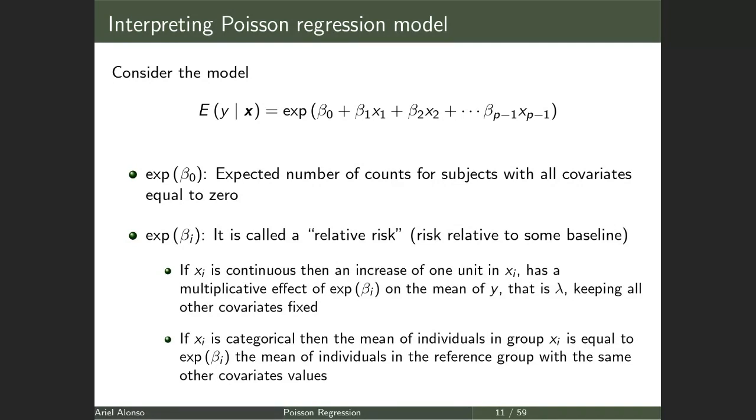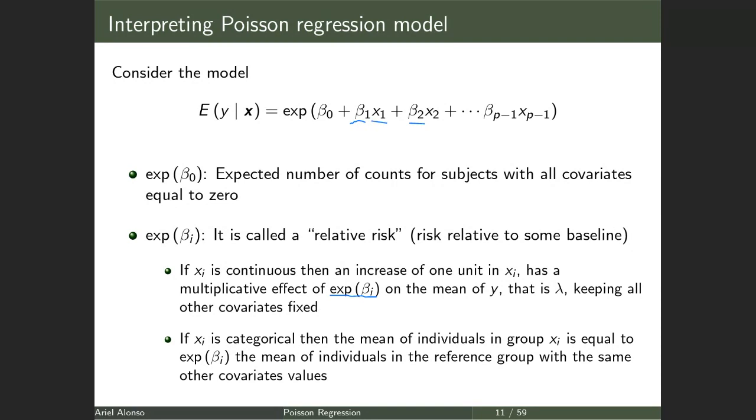Okay, that's for the intercept. What about the other coefficients like beta 1 or beta 2? The exponent of beta i, one of these coefficients, is called the relative risk. It is the risk relative to some baseline. For instance, suppose that you have a continuous covariate, x i. What does that exponent mean? An increase of 1 unit in x i, so if you move, for instance, from age to age plus 1, has a multiplicative effect equal to the exponent of beta i on the mean of y. So keeping all the other covariates fixed, if you increase age by 1 year, let's say that x1 is age.